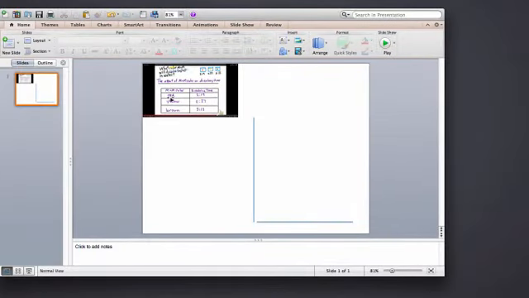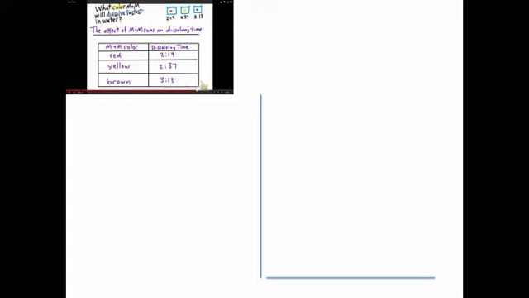Okay, today we're going to take information from a data table and we are going to make a graph from it. This is the data table from the video you watched last Wednesday. And then I've set up the axis for a graph. This is your y-axis. So on the y-axis, you have your dependent variable.